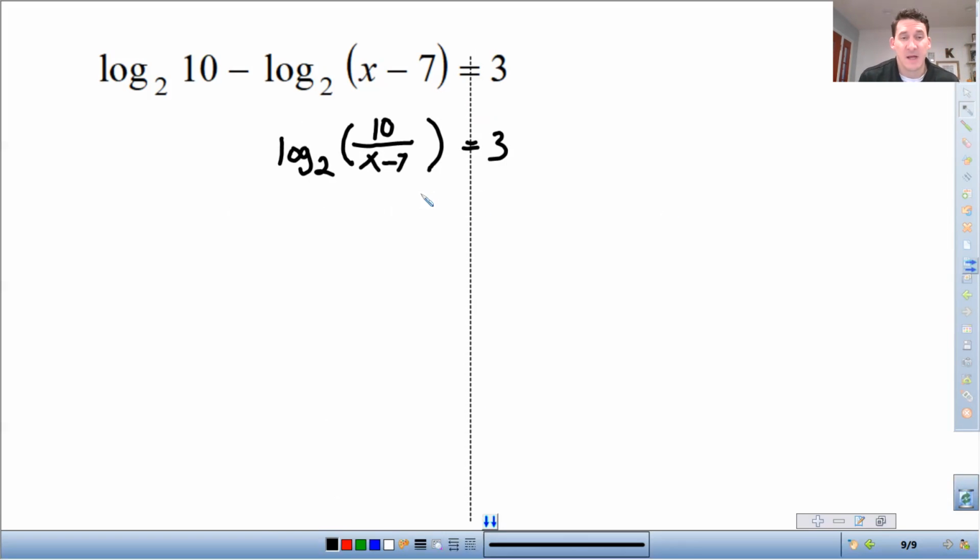Rewrite it as an exponential. The base of the log is 2, so the base of the exponent is 2. The 3 becomes the power, and so it's going to be equal to 10 over x minus 7. 2 cubed is 8.